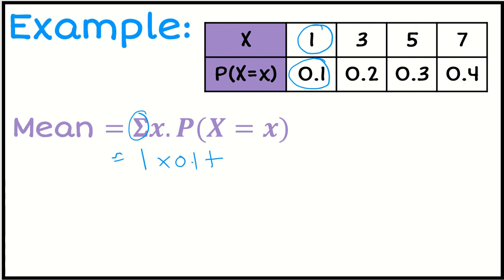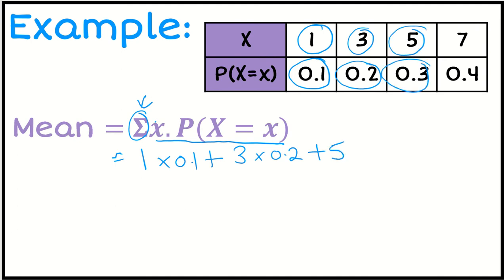Now I go to the next x value. The next x value is 3, and I'm going to multiply by its probability, which is 0.2. Then I go back to my summation sign, and I say plus, and I repeat this again, x times the probability, 5 times 0.3, plus 7 times 0.4.